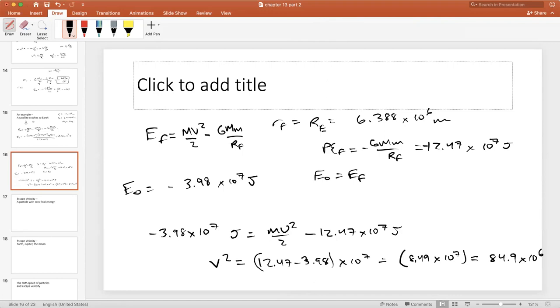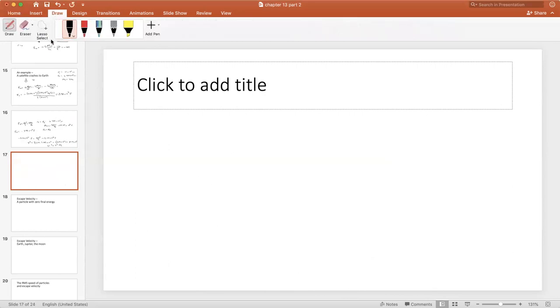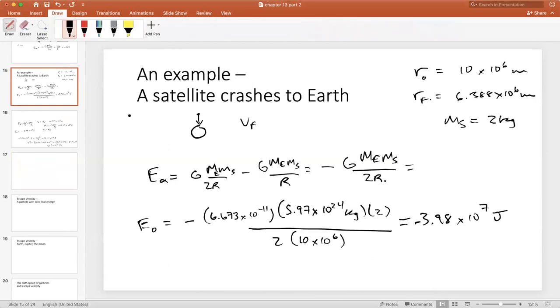I get that V is 9 times 10 to the 3rd meters per second, or 9,000 meters per second. I can find out what the original speed was, but this is the final speed. All I did was set this initial energy to mv squared minus the potential energy of gravity. That's how it works. It should have sped up. We'll figure that out right now as a way of making sure that we're right.